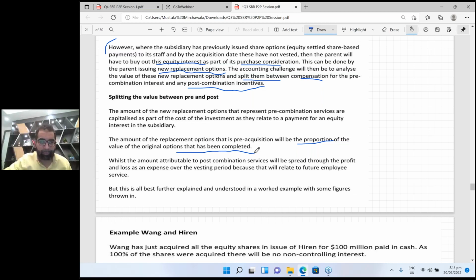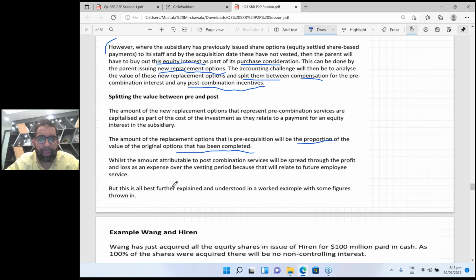Okay. Now, while the amount attributable to post-combination services will be spread through the profit and loss as an expense over the vesting period because that relates to future employees. Post-combination period, the remaining 2 years is the post period. So for the remaining future 2 years, IFRS 2 will be applied, and you need to spread according to what you do in IFRS 2.